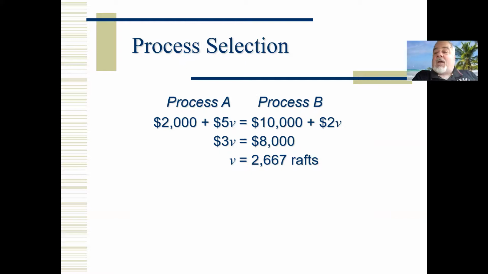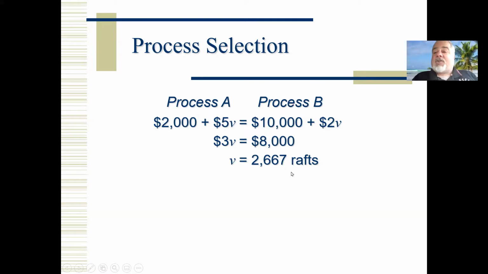And if my marketing department thinks that we're going to be able to sell 10,000 rafts, go for it. Buy the $10,000 machine, because at 2,667, that's the break-even point between these two processes. This is a different kind of break-even point. If I make 2,667 rafts, it will cost me exactly the same whether I do process A or process B.